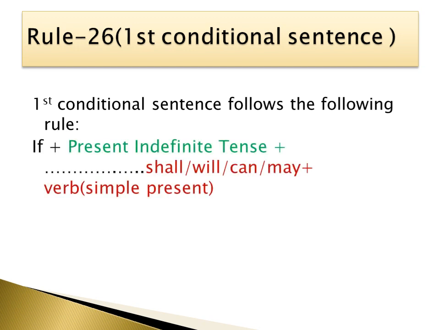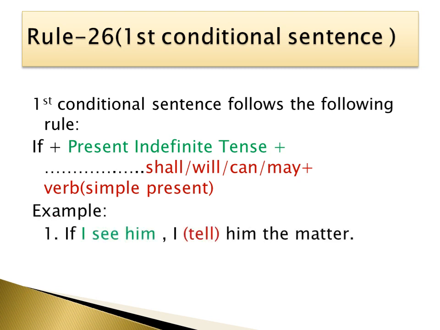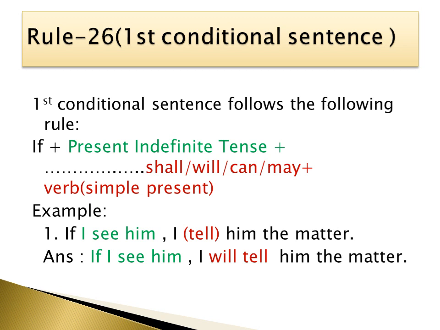If clause will be in present indefinite tense, and in the principal clause we have to use shall or will or can or may before the main verb, and the main verb will be simple present. Let us see the example. If I see him, I tell him the matter. Here the if clause, that means the dependent clause, is in present indefinite tense. So in the principal clause, before the verb tell, we have to use either shall or will or can or may. So the answer will be: if I see him, I will tell him the matter.